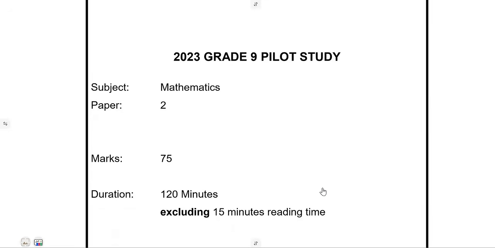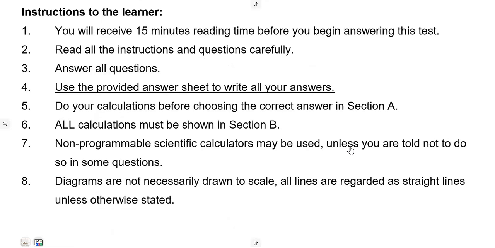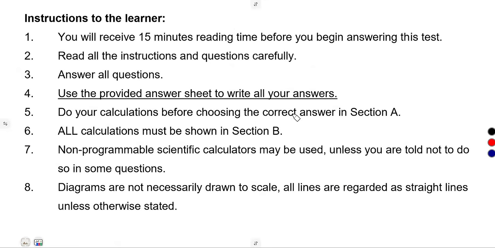It was 75 marks, and in terms of the duration, 120 minutes excluding the 15 minutes reading time. Everything there is about showing the calculations. Number 5, do your calculations before choosing the correct answer in section A. Then in section B, all calculations must be shown, all of them. That is the necessary part. You are supposed to show all the calculations.